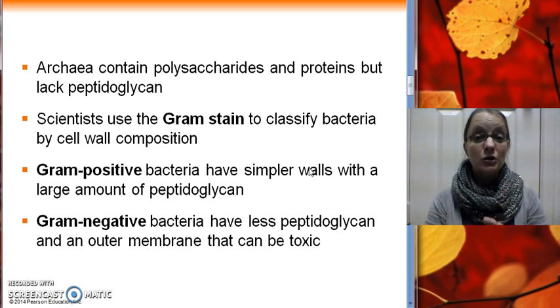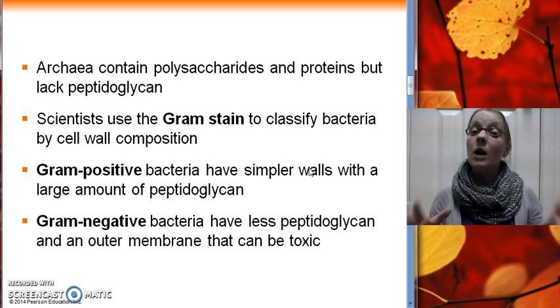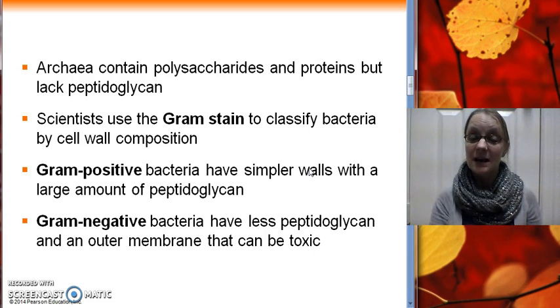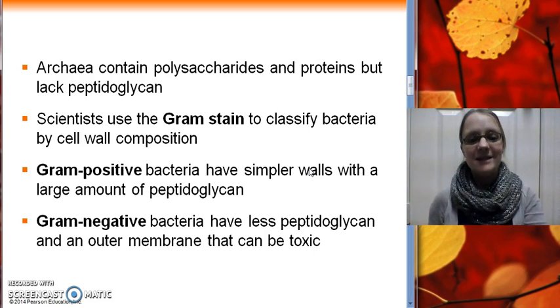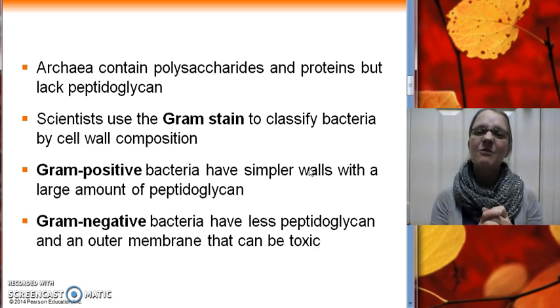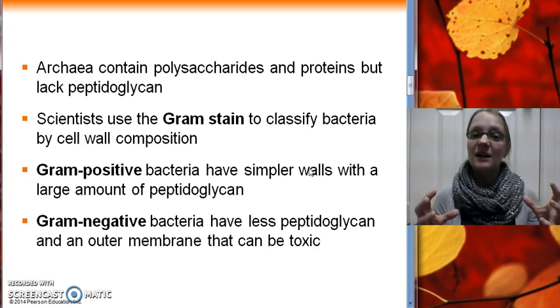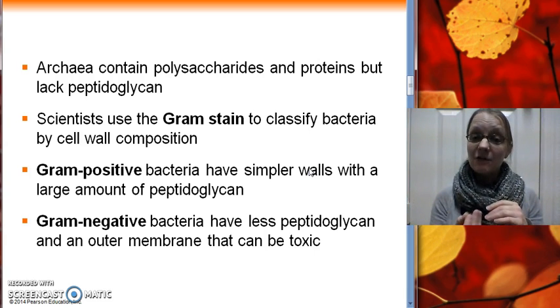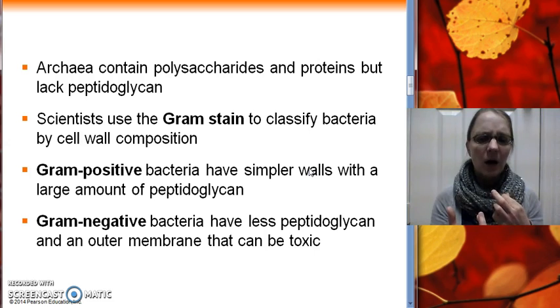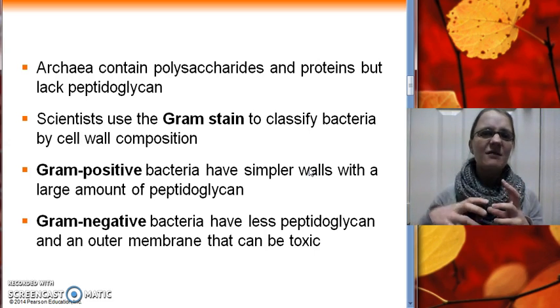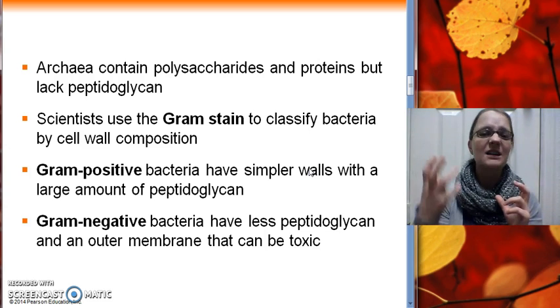You guys are going to be able to do a Gram stain in the lab when we do Unit 6 this semester. So there are two different types of cell walls for bacteria. There are those bacteria that we call gram-positive, so they have a positive stain for the Gram stain, and then those that are negative. Gram-positive bacteria have much simpler cell walls, essentially just a really thick layer of peptidoglycan. That's it. Gram-negative bacteria have a slightly more complicated cell wall. They have less peptidoglycan and they have this extra outer toxic membrane.